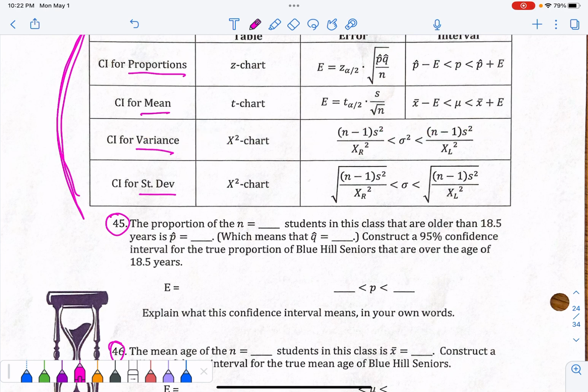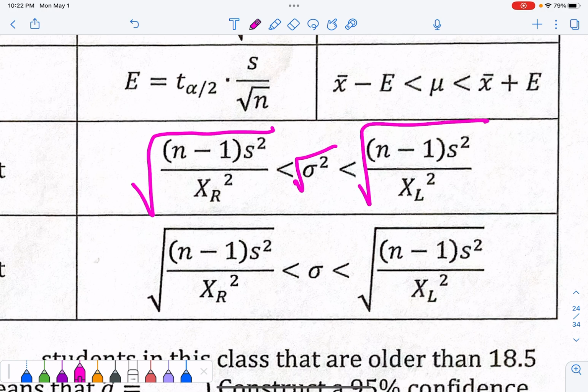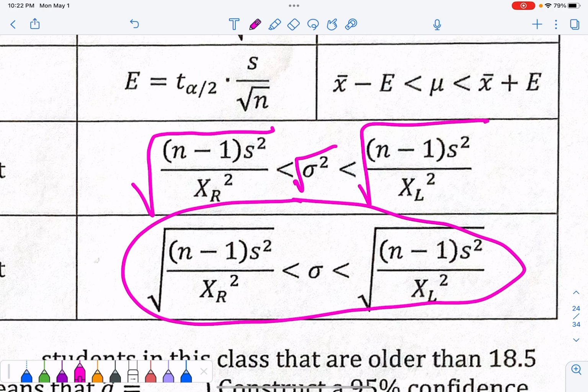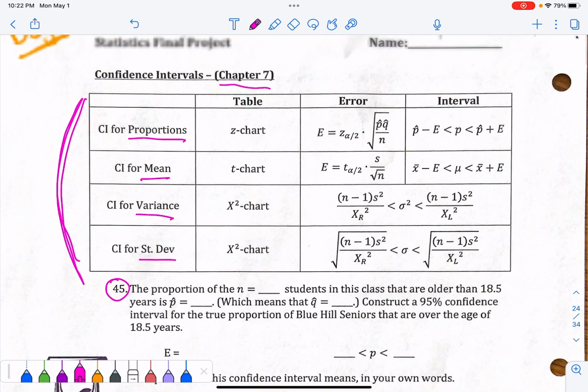Variance and standard deviation are very similar to each other, except that you take the square root of each side, and the square root of the middle too, to get your standard deviation, right? Standard deviation is the square root of the variance. So I don't actually give you a variance problem because they're basically the same formula. I'm just going to make you do standard deviation instead of variance, okay?